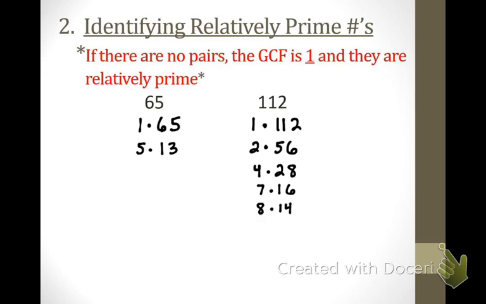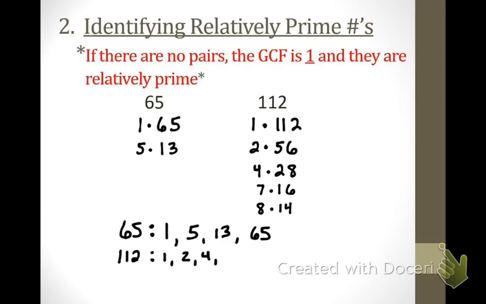Very good job. Okay, so we're going to keep doing it exactly like we did it before. The first step, I have to list the factors. Okay, remember factors fit into numbers, so these are all the numbers that fit into it evenly. So for 65, I know I had 1, 5, 13, and 65. Now let's go ahead and list the factors for 112. We know that we had 1, 2, 4, 7, 8, 14, 16, 28, 56, and 112.